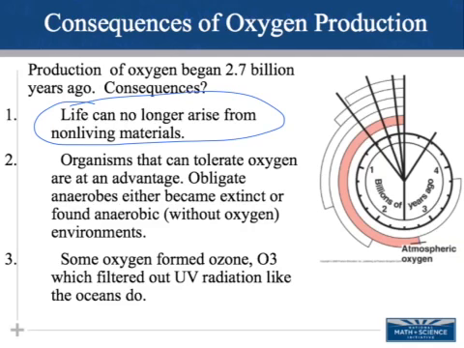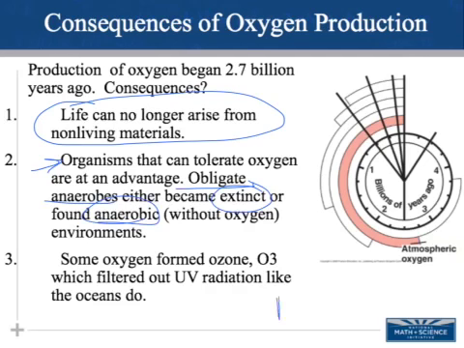However, organisms that can tolerate oxygen now have an advantage. And your obligate anaerobes, so these are organisms that cannot have any oxygen present at all. Oxygen will actually kill these organisms. So your obligate anaerobe has to have an oxygen-free environment or it will die. They either did die, they became extinct, or they found anaerobic environments.